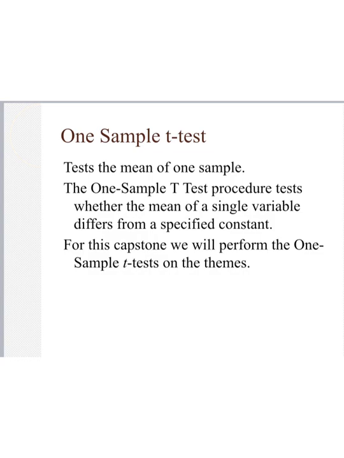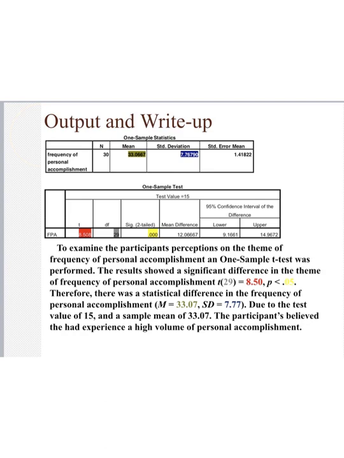Okay, kind of going over it again. A one sample t-test tests the mean of one sample. The one sample procedure tests whether the mean of a single variable differs from a specific constant. This constant is your test value. Okay, we don't do a capstone in here. So we're getting right into the write-up, because this is all there really is.